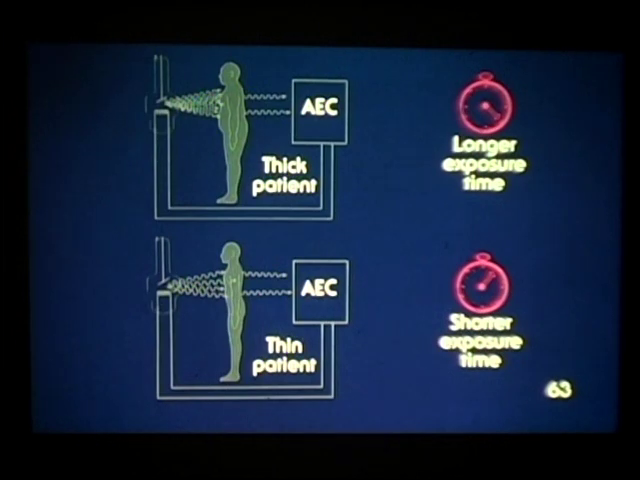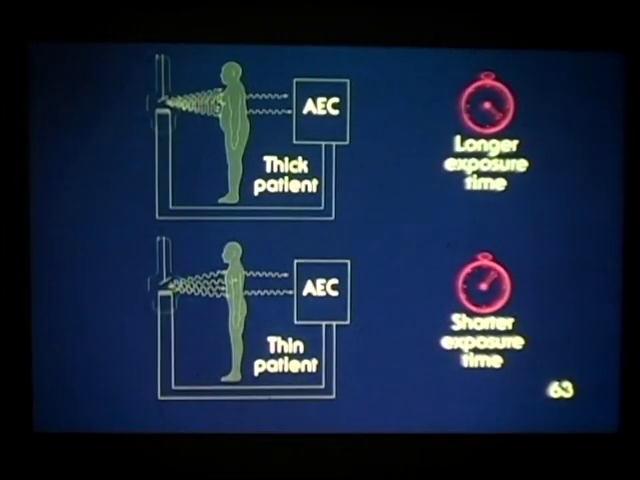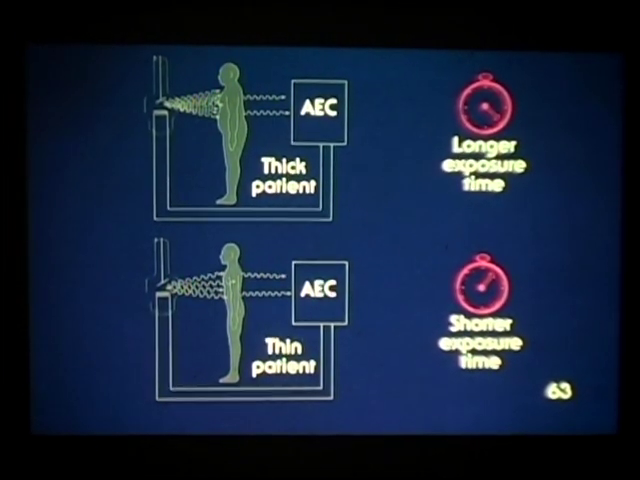Thus, the system automatically controls the exposure time required to obtain a radiograph of either a thick or a thin patient. The same principle applies to imaging various body parts containing more or less dense tissues. Denser body parts, such as bone, require longer exposure times.